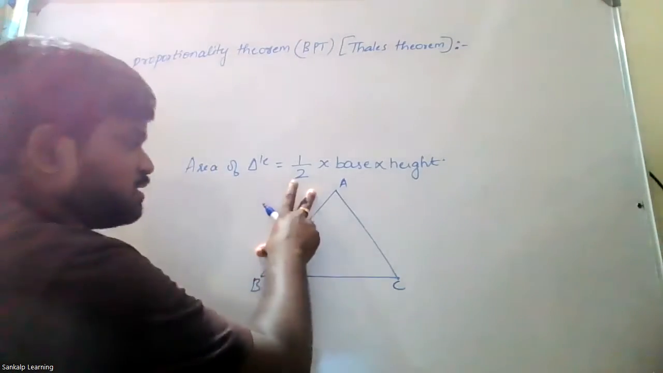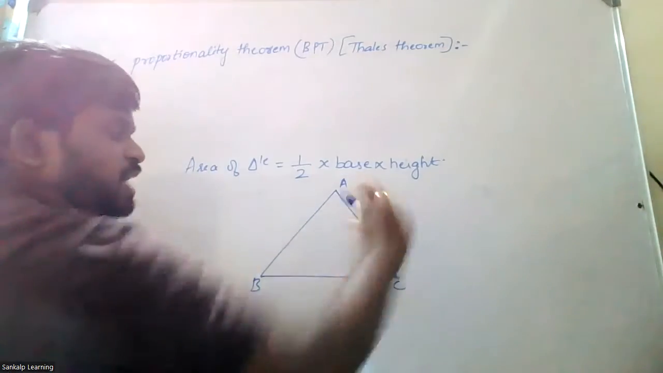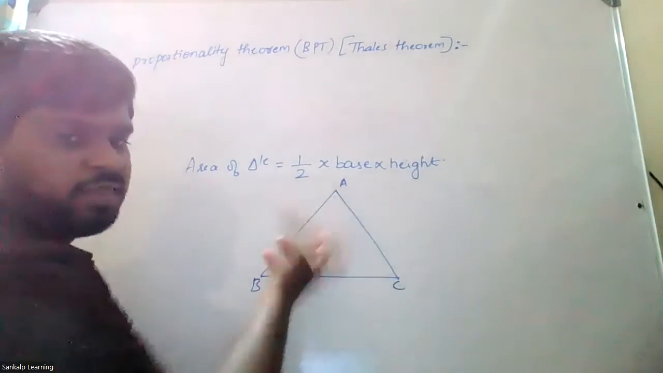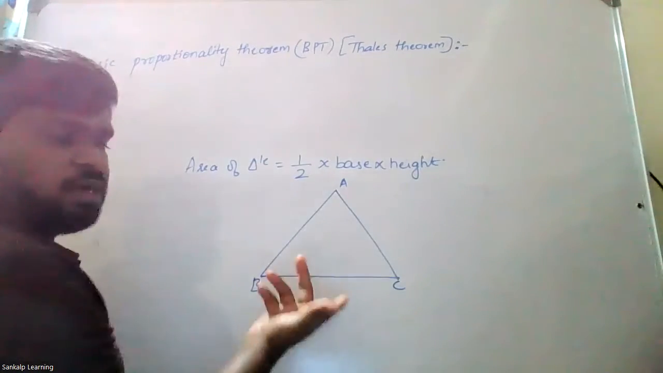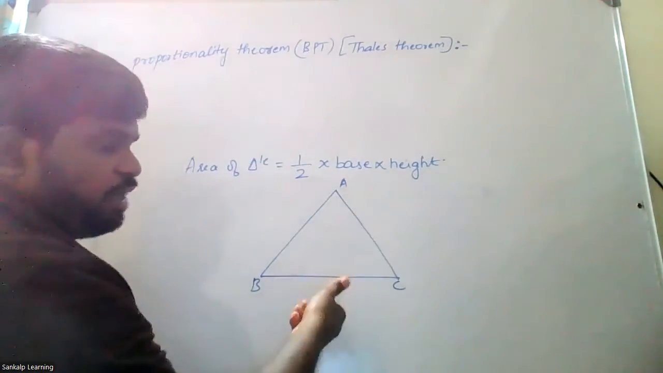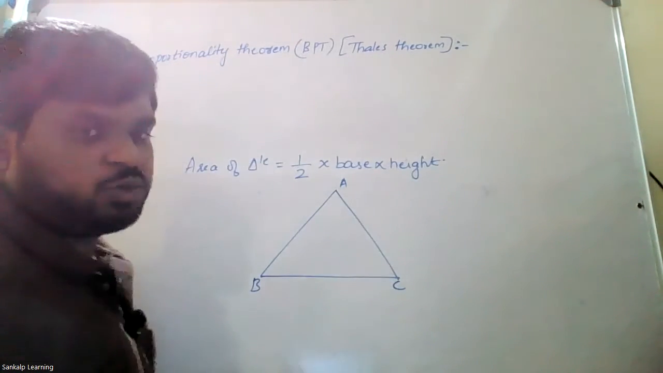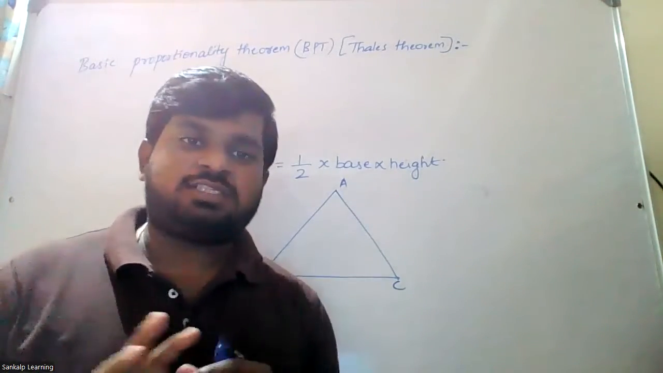You can take AB as the base, BC as the base, or AC as the base. It's just simple. I can just rotate the triangle, right? If I rotate the triangle, this comes down. If I rotate it the other way, AC comes down. So it doesn't matter. You can take any side of the triangle as the base.